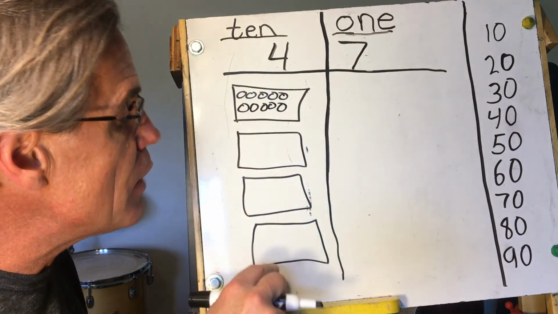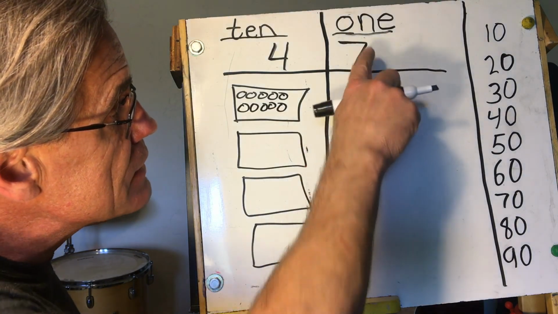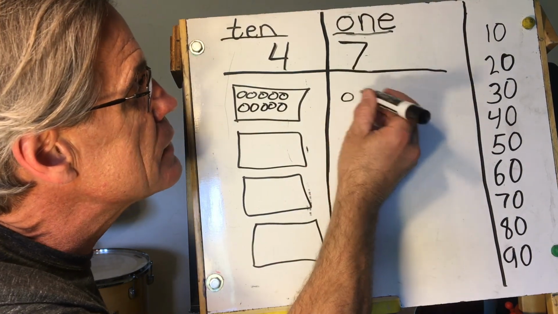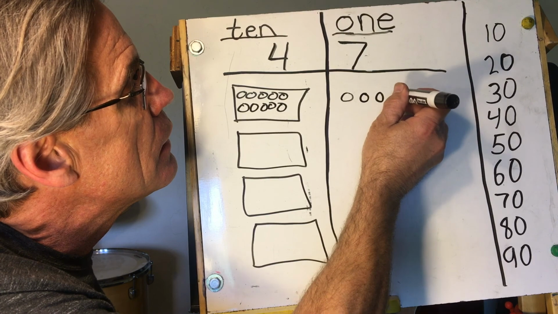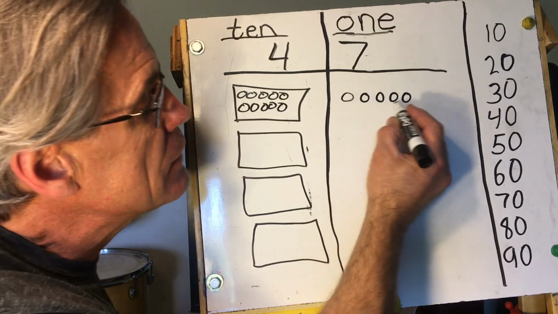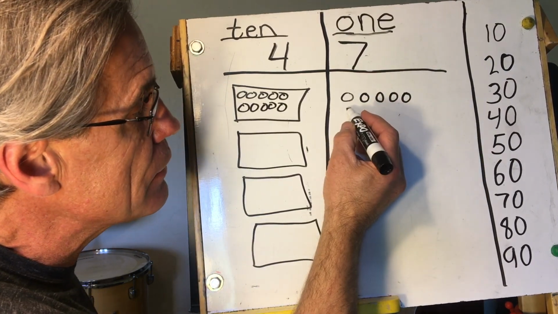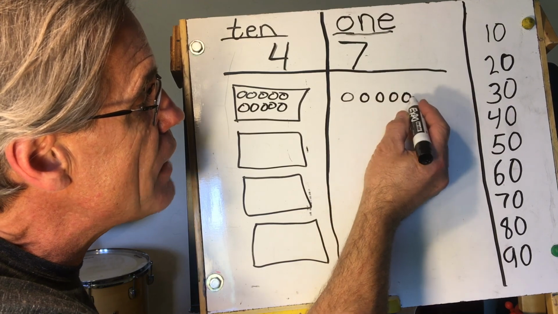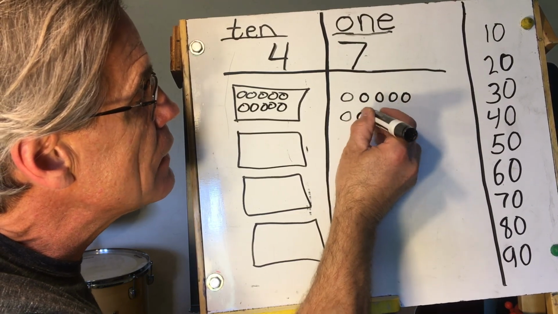So we can already count them by tens. And over here for the 7 loose ones, we'll just draw 7 cookies. I like to, when I get to 5, turn the corner and start another line. It's like 1, 2, 3, 4, 5, 6, 7.